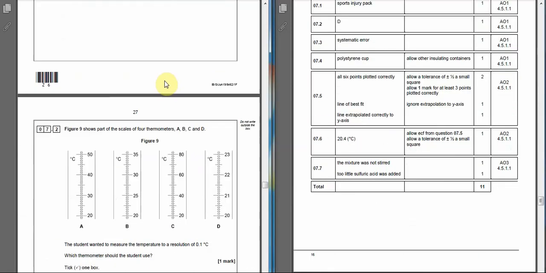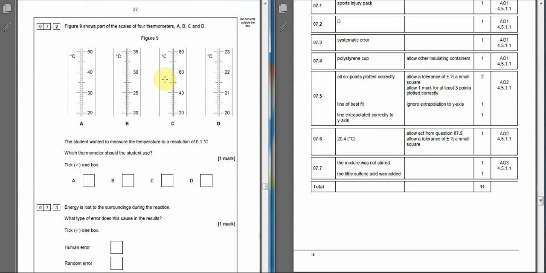Information here on the steps that they've done. Which thermometer should we use? The clue is that we're looking for a resolution, or a smallest difference that you can tell between numbers, of 0.1. If you had this one here, going between 20 and 40, it'd be really difficult to see 0.1 on that. So we're going as far away from that piece of kit as we want.